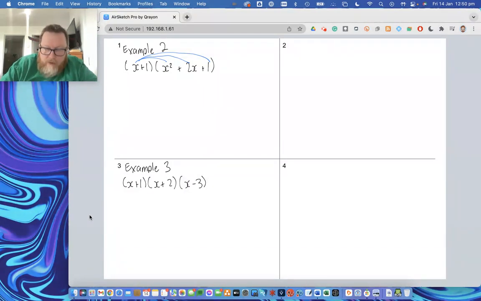And I want to show you a particular way of setting this problem out as well. So we've got x times x squared is equal to x cubed. x times 2x is positive 2x squared, and x times 1 is x. Okay, fantastic. And then I'm going to do the second chicken beak. So I'm going to go 1 times x squared is 1x squared, so it's just x squared.